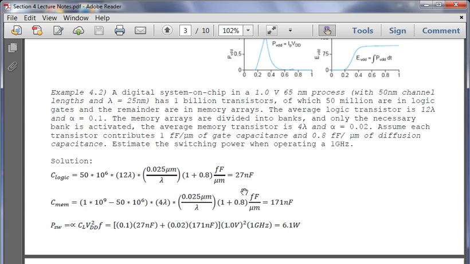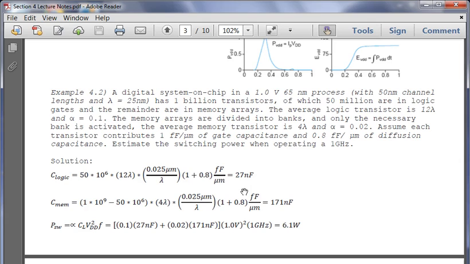Same thing for memory. Here we have 1 billion minus 50 million times 4 lambdas, which is our average memory transistor. Again, times our lambda, so our lambdas cancel out. Again, 1 plus 0.8 femtofarads per micrometer. And that becomes 171 nanofarads.